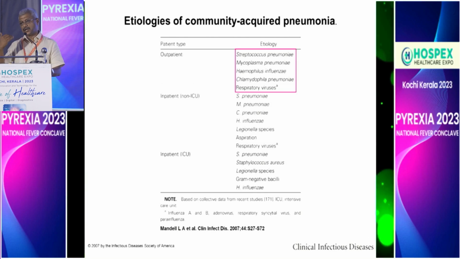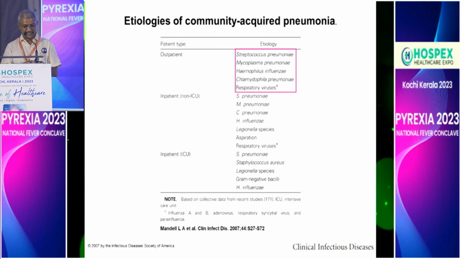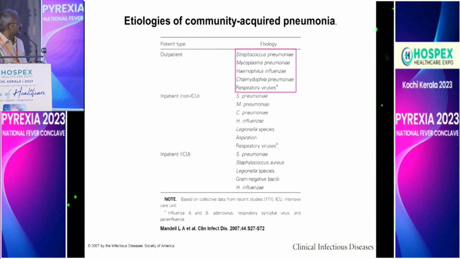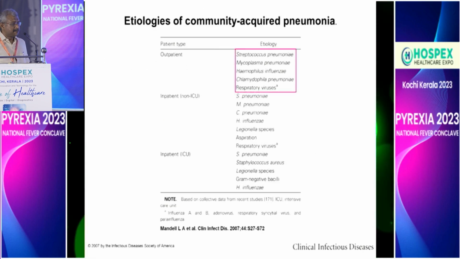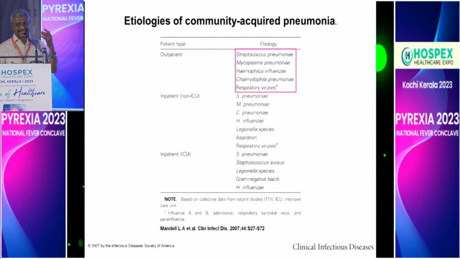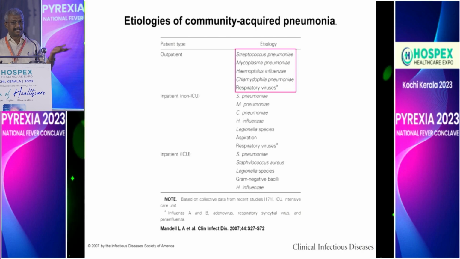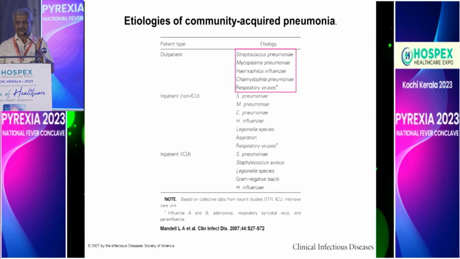The second question we ask is, what could be the possible agent which can produce this syndrome? And only then do we select the weapon, which is the best weapon for us. If you look into the causes of pneumonia in the outpatient setting, it's basically pneumococcus and then H. influenzae, and you have atypical agents like chlamydia, mycoplasma, and then respiratory viruses. So pneumococcus and H. influenzae are the bugs which can produce community-acquired pneumonia.